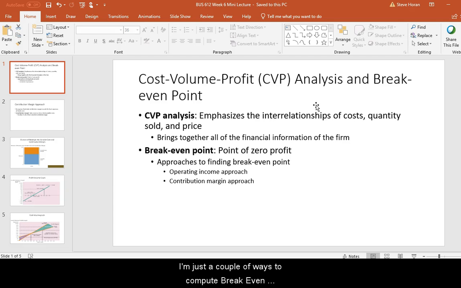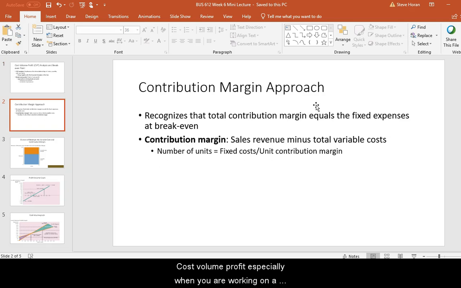There are a couple of ways to compute break-even. The operating income approach or the contribution margin approach are the biggies. Cost, volume, profit, especially when you are working on a business plan, is very important. So the contribution margin approach is basically saying that we have to contribute to paying for our fixed cost.